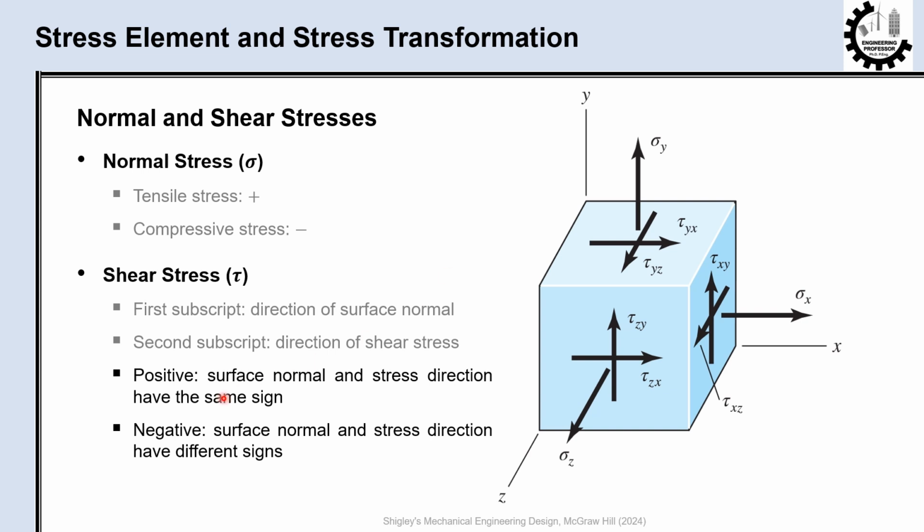The sign convention for shear stress is it is considered positive if the surface normal and the stress direction have the same sign, and negative if the surface normal and the stress direction have different signs. For example, tau xy in this figure is positive since its surface normal vector is in plus x direction and the stress direction is in plus y direction. Both have the same sign. In fact, all shear stresses shown in this figure are positive because they are acting on the positive faces of the cube and their directions are also positive.